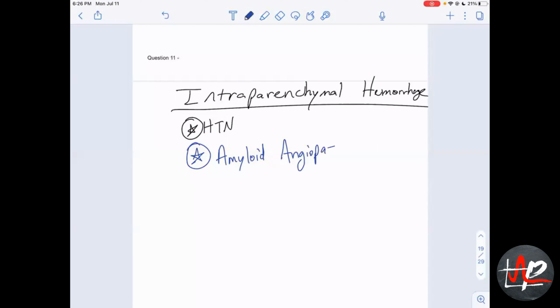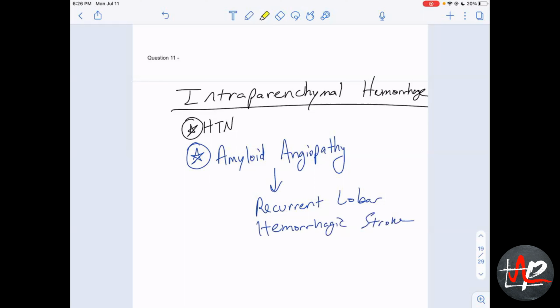All right, so amyloid angiopathy. These are patients that maybe have a bunch of amyloid buildup with age, and they get a recurrent lobar hemorrhagic stroke. The key word I want you to know is that it's going to be a lobar stroke. These patients will have it in the same exact lobe of the brain, whether it's the temporal lobe or the parietal lobe or wherever it may be. It's going to be the exact same lobe.